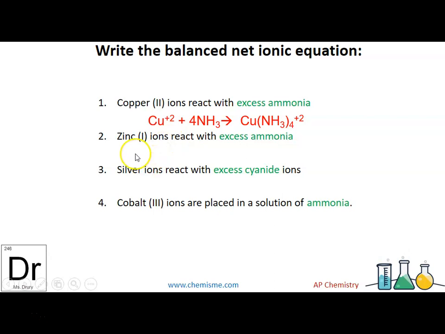So zinc 1 ions means zinc is plus 1. That means I would need twice as many ammonias. And then just write it over as Zn(NH3)2, ammonia bonded twice to zinc, and then plus 1 plus 1.